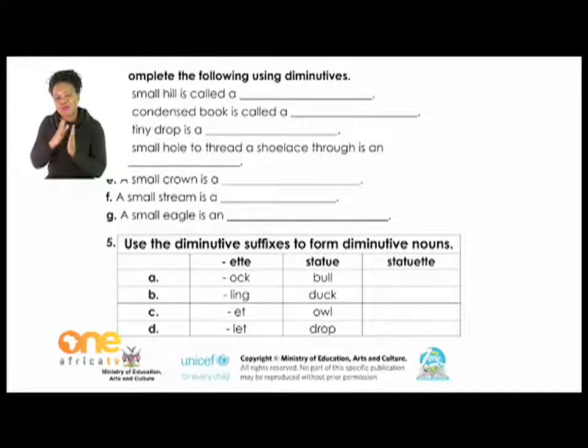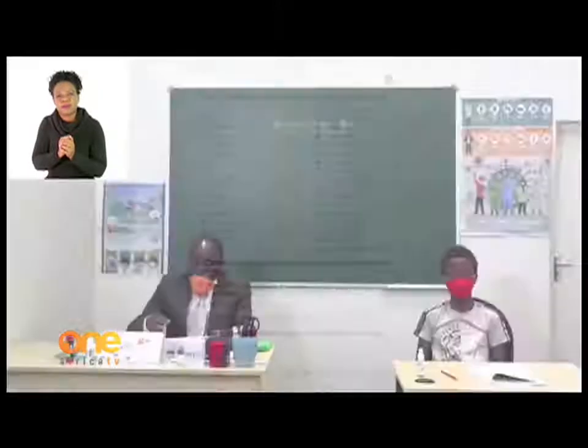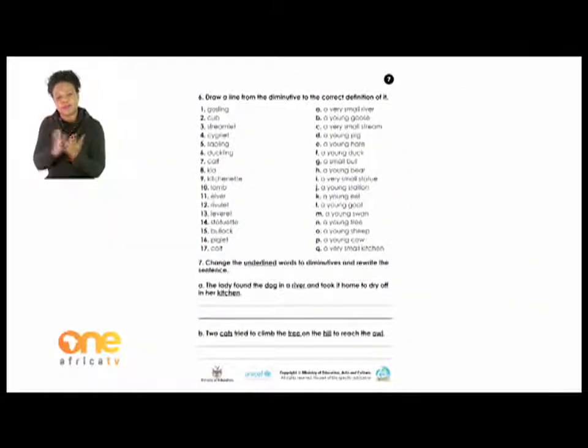Let's quickly move on to activity 5, which says, use the diminutive suffixes to form diminutive nouns. The diminutive suffix E-T-T-E, and then gives us, from the noun statue, we have statuette. So we can do the rest on our own. Let's quickly turn to page 7, activity 6.